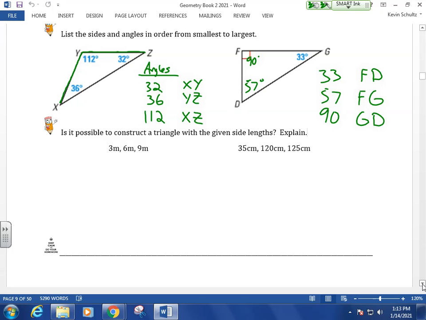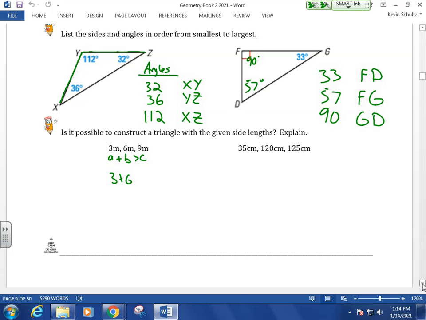Okay. Then a little bit of review at the bottom here of the triangle inequality theorem, the main triangle inequality theorem. Is it possible to construct a triangle with the given side lengths? Explain. As long as I make my longest side my C, it doesn't really matter with these other two, A plus B. Just that A plus B has to be greater than C.